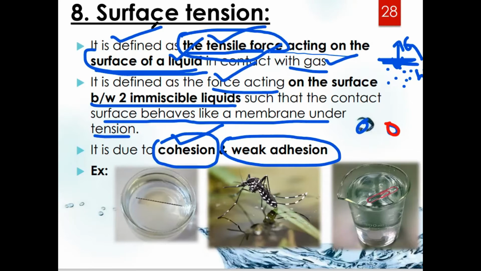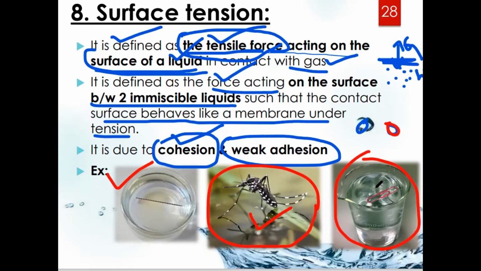The examples for surface tension are shown in the pictures. The first one is a needle floating on the water. That is due to the property of surface tension, because the needle is one surface and water is another surface, and between those two surfaces there are tensile forces. Due to those tensile forces, the needle can float on the water. Similarly, in the second picture, the insect can stand on water because of the surface tension property. In the third figure, the pin doesn't get immersed in the water, it just floats on the water, due to the surface tension property.